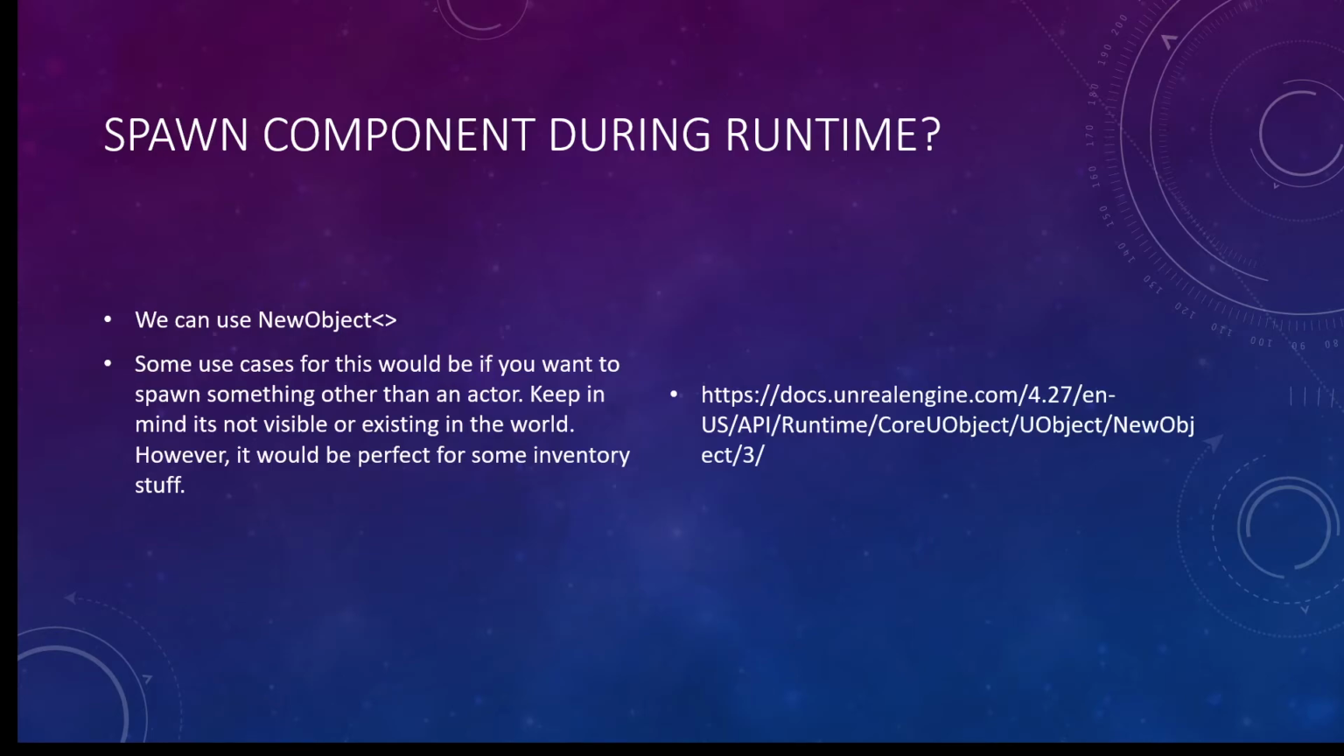You actually want to use something called NewObject. Some use cases for this would be if you want to spawn something other than an actor. Keep in mind, it's not visible or existing in the world. However, it's perfect for some inventory stuff, so inventory data and things like that. Keep that in the back of your head. If you ever need it, it's called NewObject.